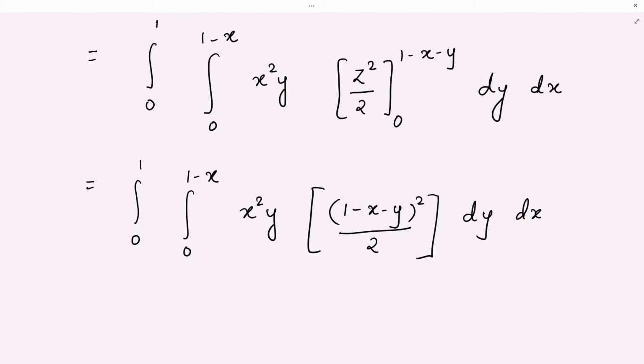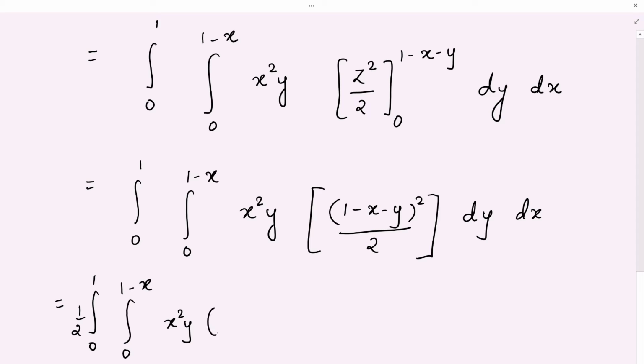So what you can do here is open the brackets and simplify everything, so integration will become easier for you. So let us open the brackets and then we will integrate with y. So 0 to 1, 0 to 1 minus x, outer it is x square y, 1 by 2 can come outside because it's a constant.